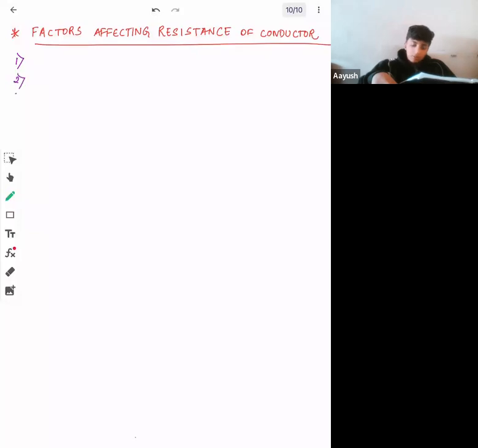Note: substances which have a large concentration of electrons offer less resistance, therefore they are called good conductors of electricity. On the other hand, substances such as rubber, glass, wood, etc., which have negligible concentration of free electrons, offer very high resistance, so they are called insulators of electricity.